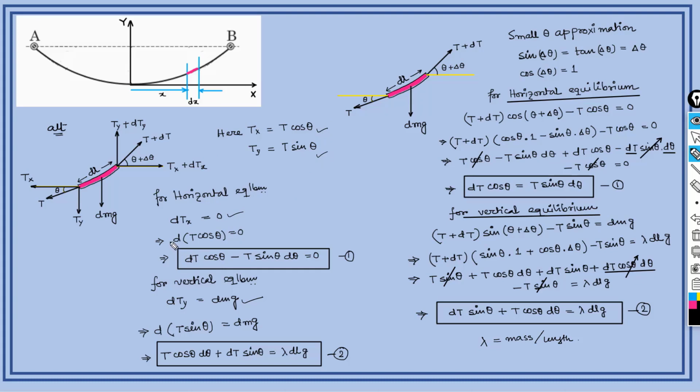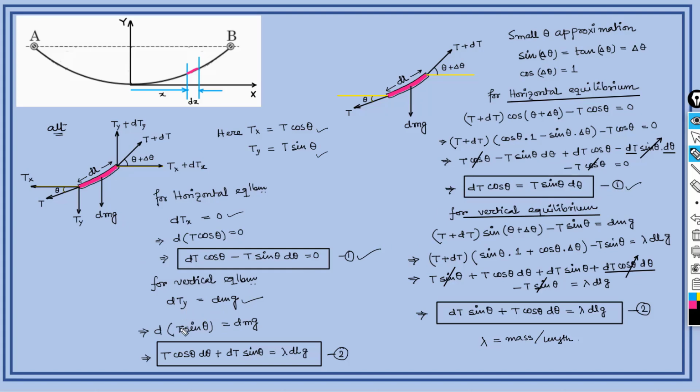So when I am doing this d of T cos theta, then it is dT into cos theta minus sin theta d theta into T. And this is the first equation, which was exactly the same as when we solved it in the earlier method. And in the second equation, dTy is balancing dmg.